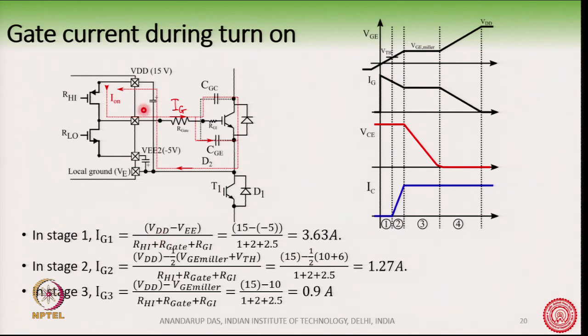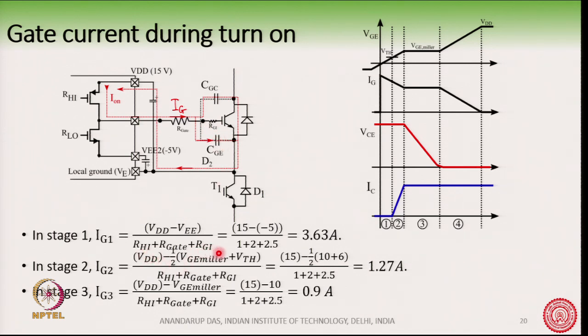At stage 1 you have VDD voltage, and then this voltage here is minus 5 volt. We have already said that when we turn off, the VGE voltage is minus 5 volt. Therefore, this current is VDD minus VGE, the total voltage in this loop, divided by the total resistance in the loop. So, the total voltage is this much and the total resistance is R high plus R gate internal.